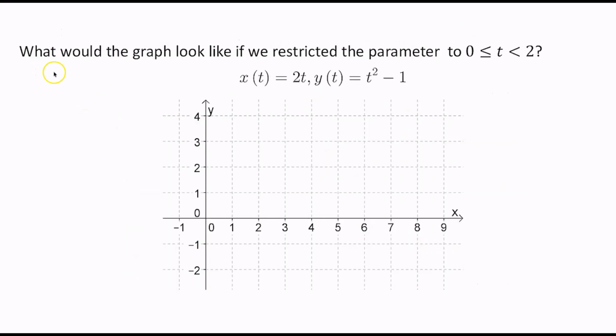In this follow-up question, we're asked, what would the graph look like if we restricted the parameter to 0 is less than or equal to t is less than 2? So we're including 0, but not including 2. And we have the same set of parametric equations.